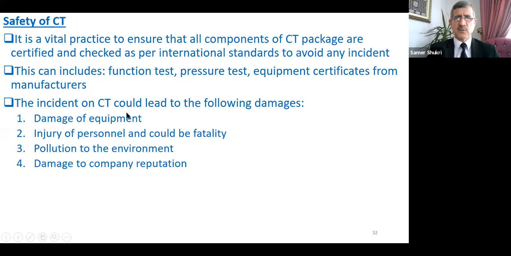An incident in coiled tubing could lead to damage. It can damage the equipment itself, can cause damage to the personnel working on it, and may lead to fatality. Also pollution to the environment, and damage to the company reputation. I will show you some videos now.